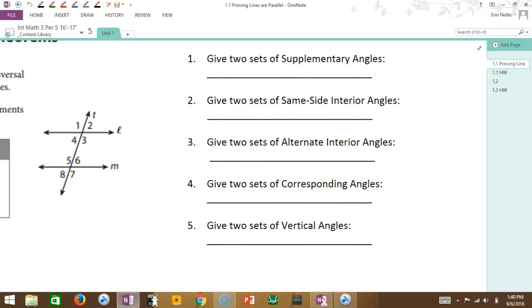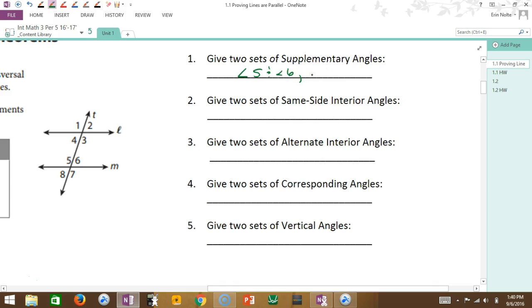All right, so I need somebody to give me 2 supplementary angles. Anybody? Jenna. 5 and 6. Anybody else agree that 5 and 6 would be supplementary? I would agree. So we would say angle 5 and angle 6.